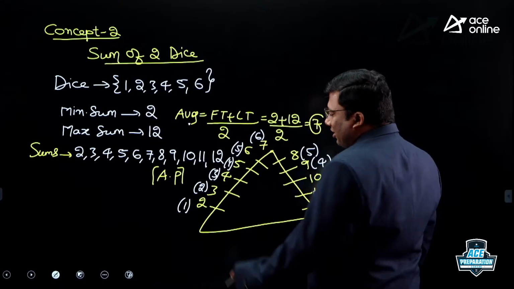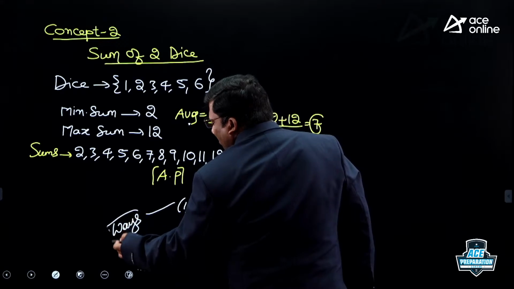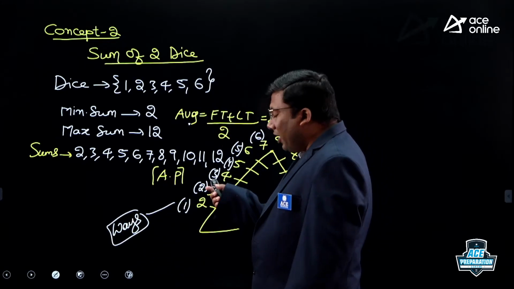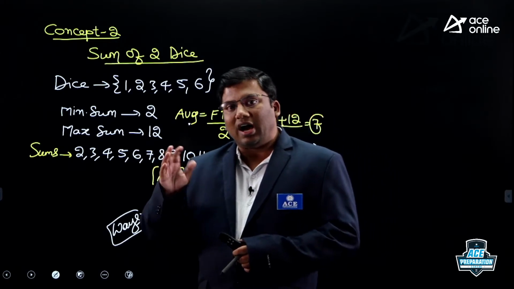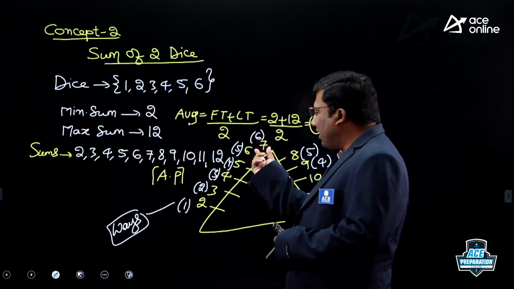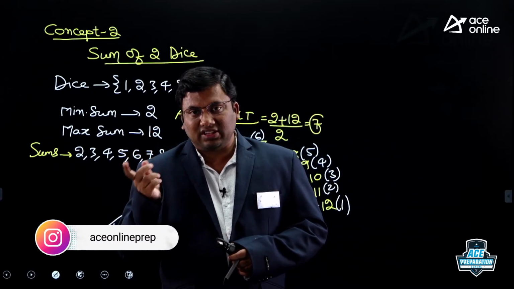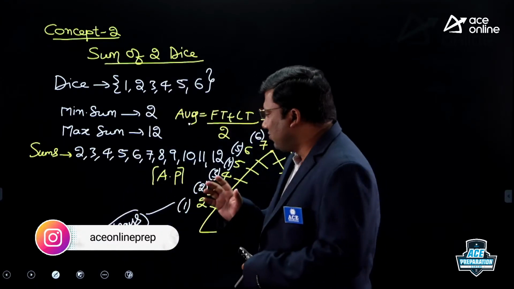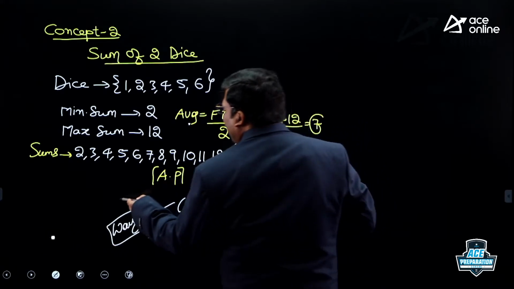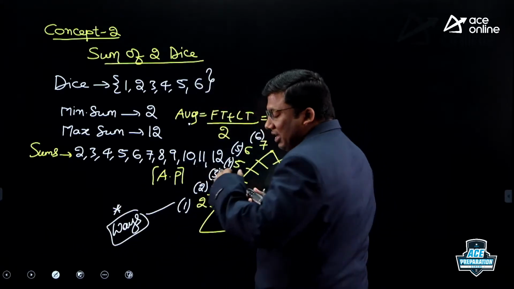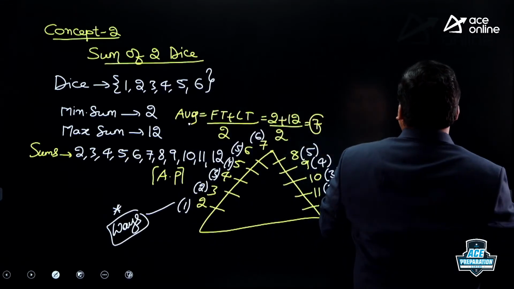Sir, what is that you wrote in the bracket? These are the ways. In how many ways will you get the sum as 2? 1 plus 1. In how many ways will you get the sum as 3? 1 plus 2 or 2 plus 1. In how many ways will you get the sum as 6? 1 plus 5, 2 plus 4, 3 plus 3, 4 plus 2, 5 plus 1. Are you all with me? The one which we wrote in the bracket is the number of ways. You don't need to count it. By using this triangle, you can solve the question very, very fast.